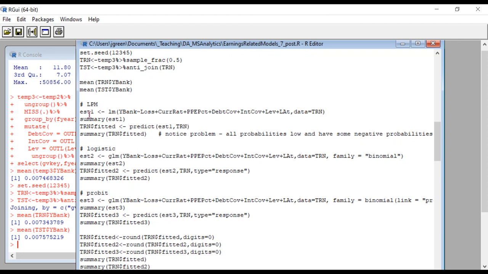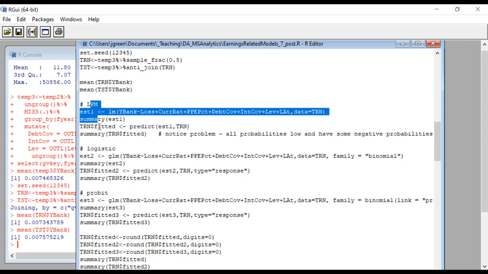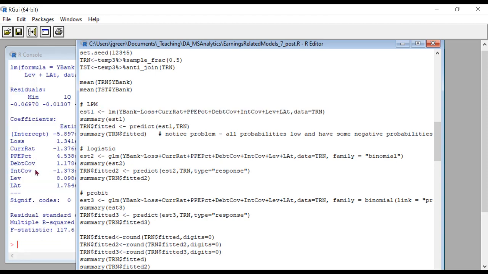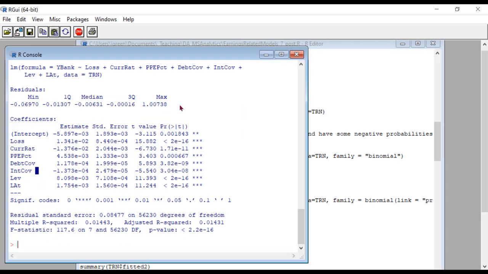You've seen these before, or at least this before. This is just LM, that's a linear model. When the Y variable is a 0-1 variable, a binary variable, that's called the linear probability model. So let's go ahead and look at that. This creates the same output that you would have seen before.